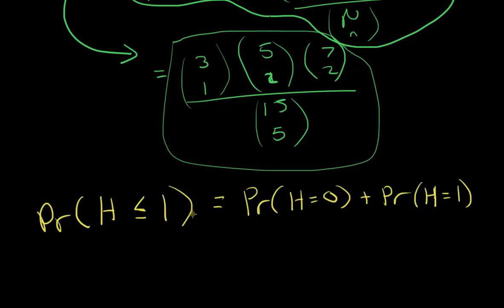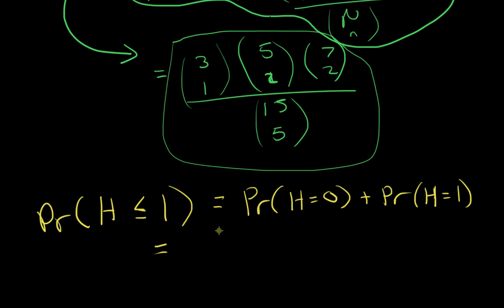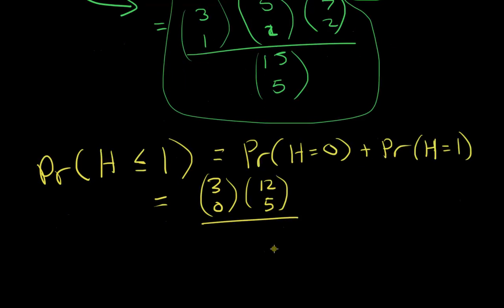Right, so let's see. How many homes are there? There are 3 homes. So we're doing 3 choose 0. How many others are there? There's 5 plus 7 different types of housings or different types of properties. So there's 12, and you need to choose 5 total, so that needs to be 5. All divided by 15 choose 5.